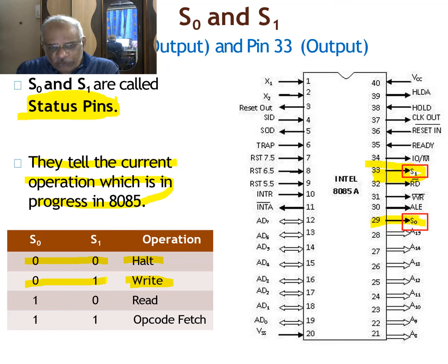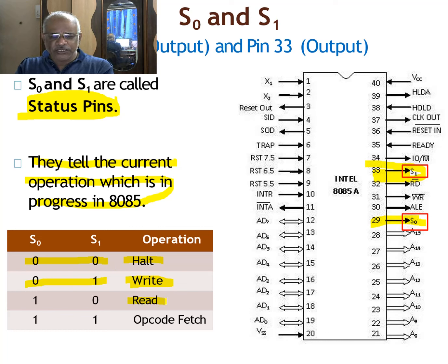When S0 is equal to 0 and S1 is equal to 1, all the peripheral ICs understand that the microprocessor is in the process of giving the data to the outer world, or it is writing the data. So it is busy. Its address bus is busy, its data bus is busy, and we should not disturb the microprocessor. So it will be understood by the peripheral ICs.